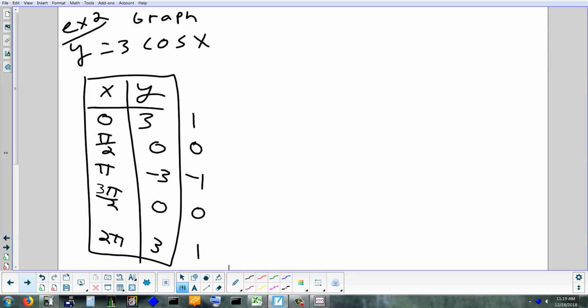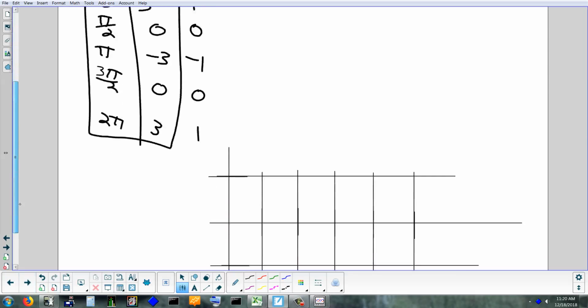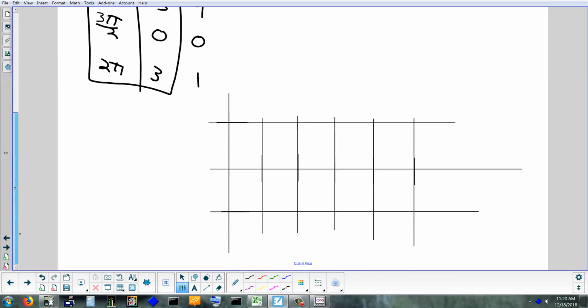That's it. That's all you have to do for a vertical stretch to get your table. Any question on the table? Okay. Now let's make our sketch. Okay, so there's my graph. I'm going to put 0 right on the x-axis. And I don't have a lot of space, so I'm going to scale it. And I'm going to make vertically each tick mark worth 3 units.